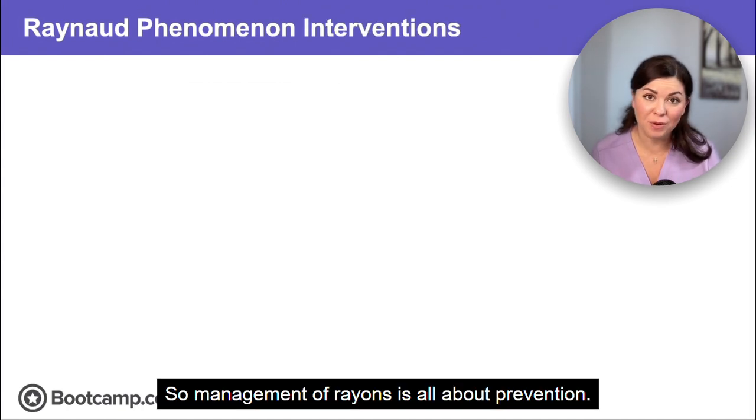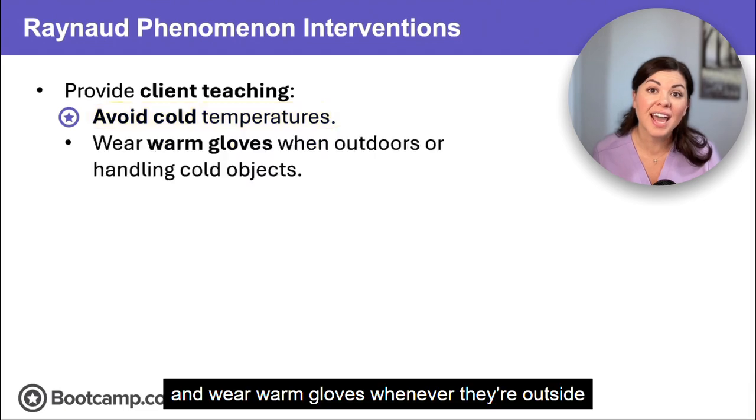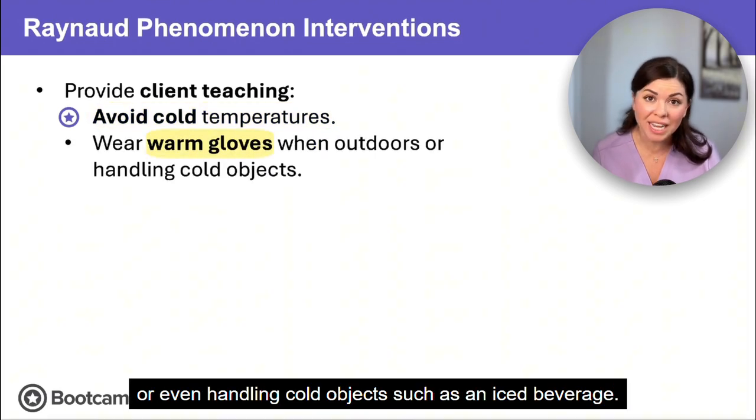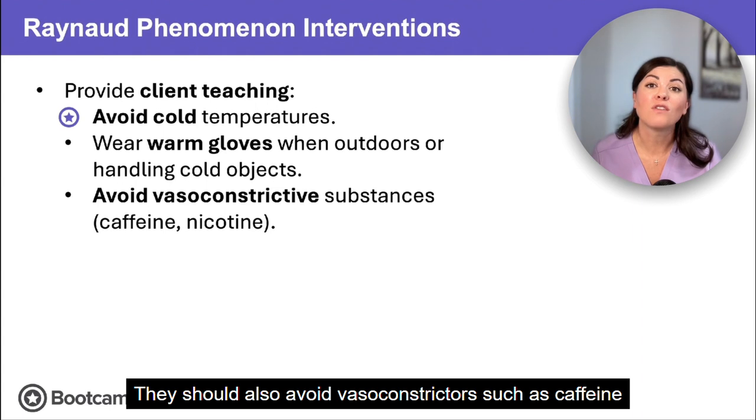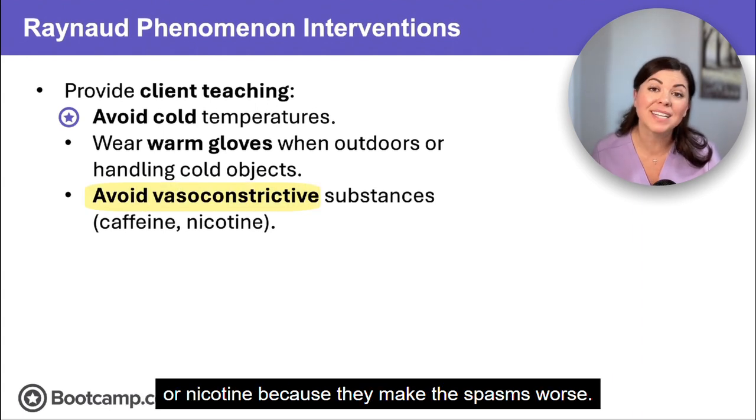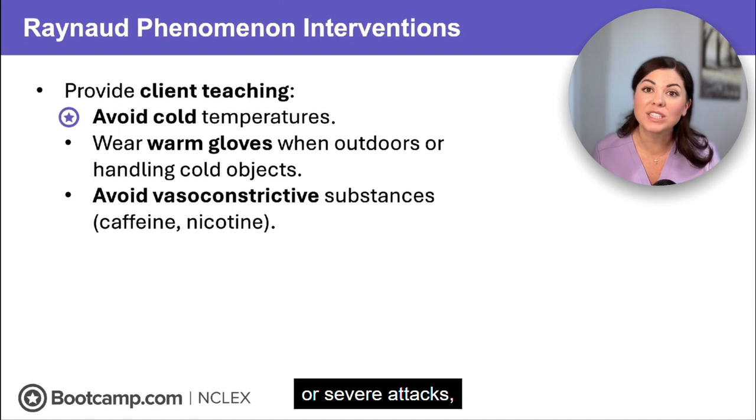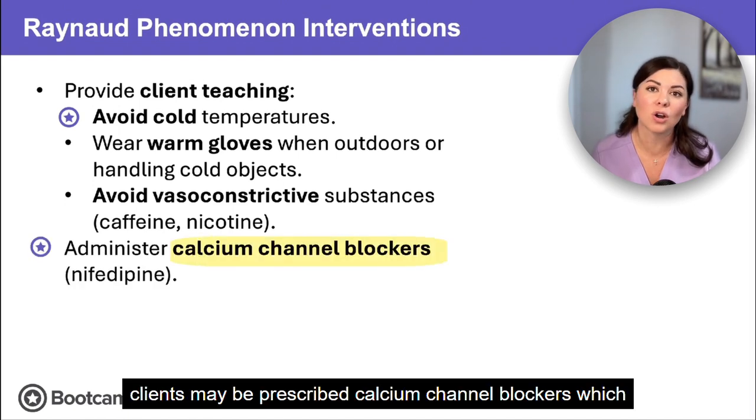So management of Raynaud is all about prevention. The client should be instructed to avoid cold temperatures and wear warm gloves whenever they are outside or even handling cold objects, such as an iced beverage. They should also avoid vasoconstrictors, such as caffeine or nicotine, because they make the spasms worse. And finally, for frequent or severe attacks, clients may be prescribed calcium channel blockers, which help improve blood flow.